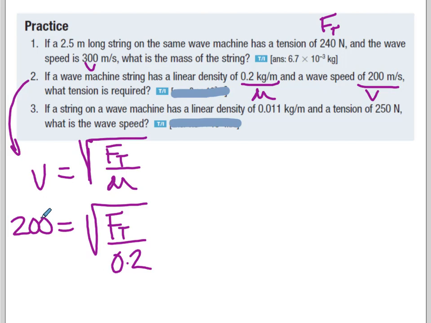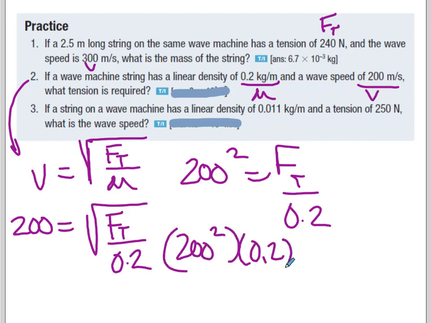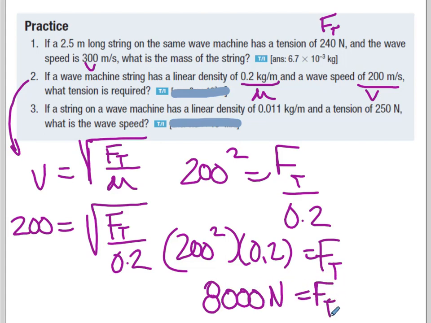Okay, so again, before I can touch that F_T, that tension force, I have to deal with the square root. So I'm going to square both sides. And I end up with 200 squared equals F_T over 0.2. 200 squared times 0.2 is F_T. Let's see if I can get this one right. Times 0.2, 8,000. So I should have 8,000 newtons equals F_T. Let's see how well we did. 8 times 10 to the third, so that's the same as 8,000.